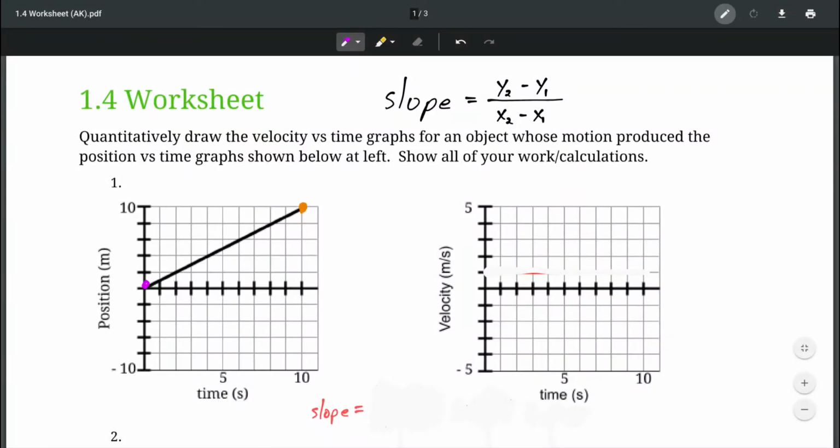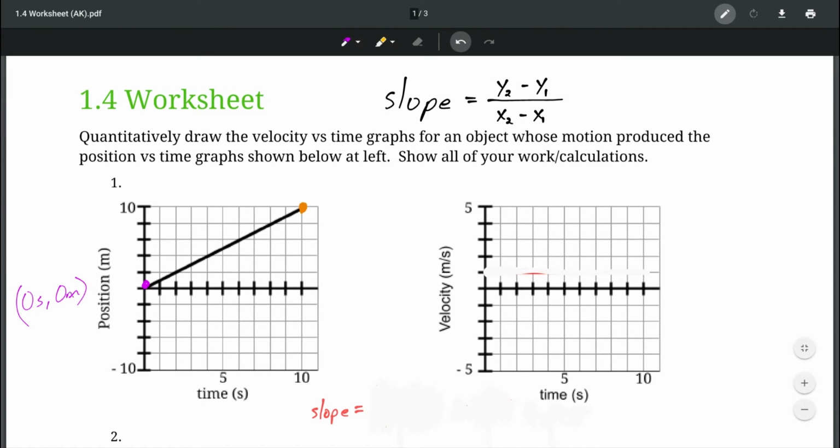So on the 1.4 worksheet, we're going to be talking about slope and area on different motion graphs. And on this first worksheet, we're really going to be relying on the slope equation at the top of the page here, which takes into account the rise and the run between 2 points. And so on the first problem, we've got 1 point at 0 seconds and 0 meters.